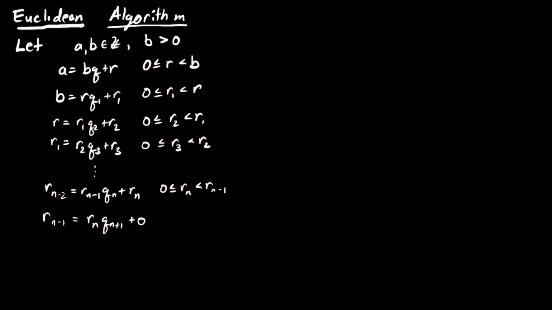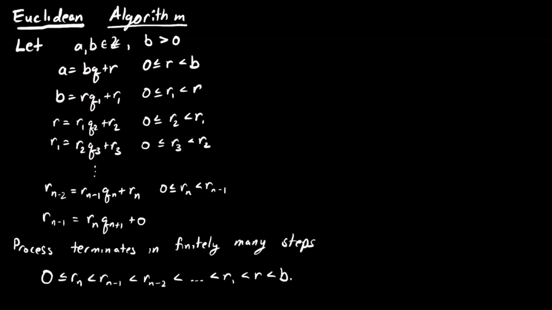Well, eventually I'm going to hit a remainder of 0, is what I mean when I say the process stops. The process terminates because every remainder that I find is at least one smaller than the previous remainder. So we know that r is strictly less than b. Then r1 has to be strictly less than r, r2 has to be strictly less than r1, and r3 has to be strictly less than r2. What I notice is that I'm starting with b and working my way downward. Eventually I'm going to have to hit 0, right? Remainders are always bigger than or equal to 0, so it's not like I'm going to go negative. So we know that this process is going to stop in finitely many steps.